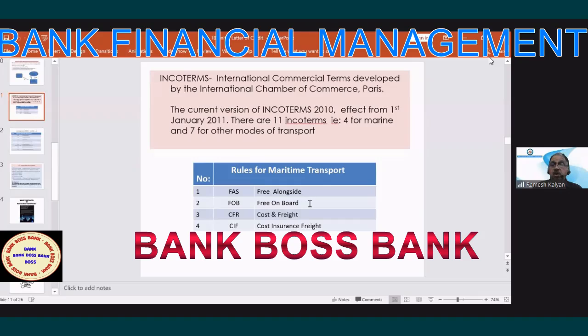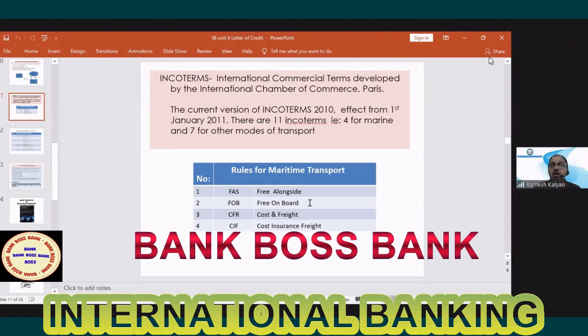FOB is free on board. That means the seller or the exporter has incurred all the cost till the goods are placed on board the ship. Free on board is the notation we call, that the shipper, the captain of the ship, has undertaken that the goods will be taken for the voyage, ready to voyage. That is a free on board notation. This is very important. Actually, two major costs are not included in it.